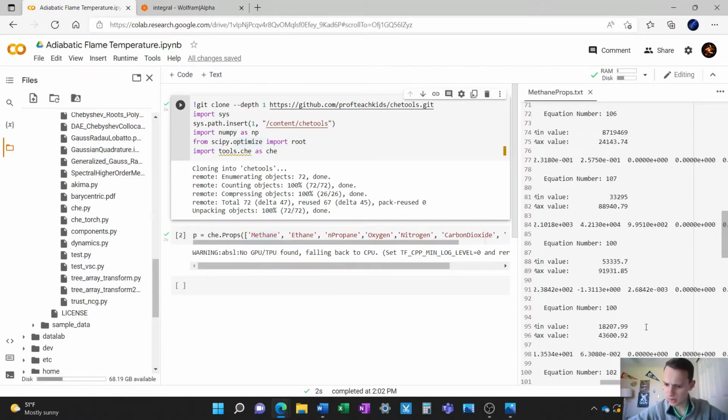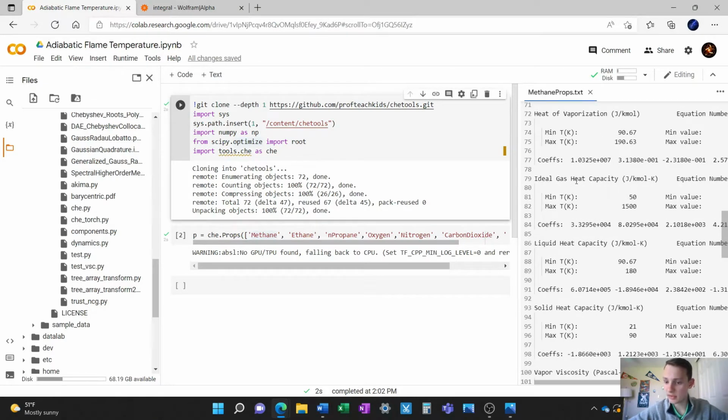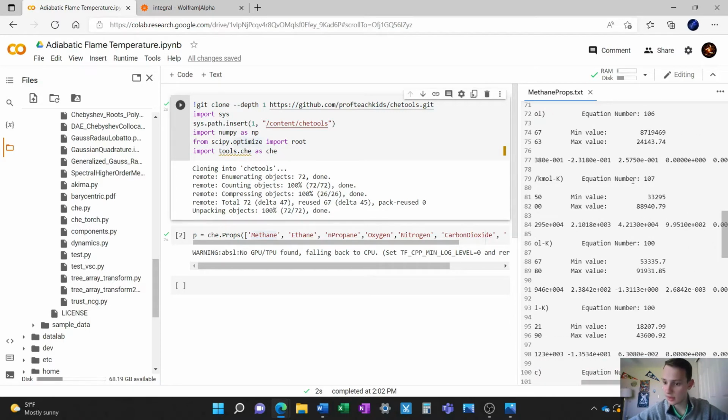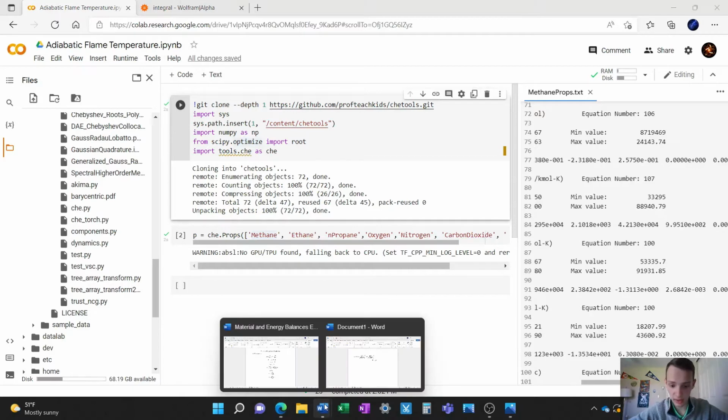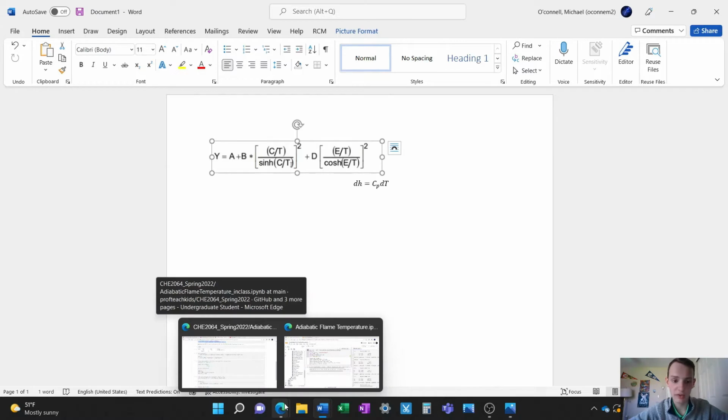So what I have here is methane, properties for methane, and we have this ideal gas heat capacity, joules per kilomole Kelvin, and we have these five coefficients here, A, B, C, D, E, for equation 107 from ChemCAD, in which this data comes from. This is that equation that I've snipped here for us. So as I said, we're going to need to integrate. What are we going to use for that? Well, we're going to use Wolfram Alpha.